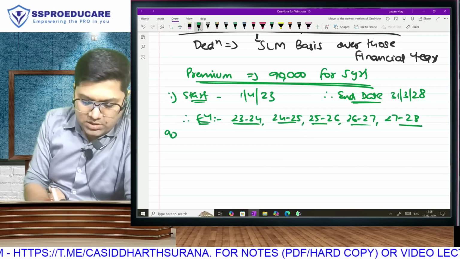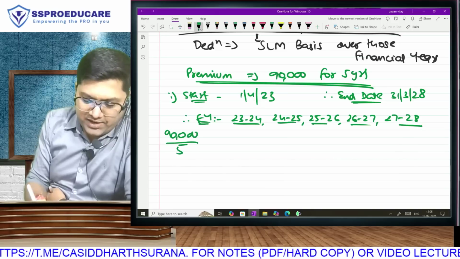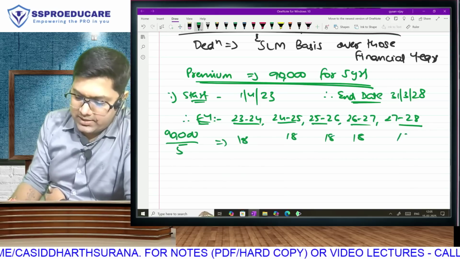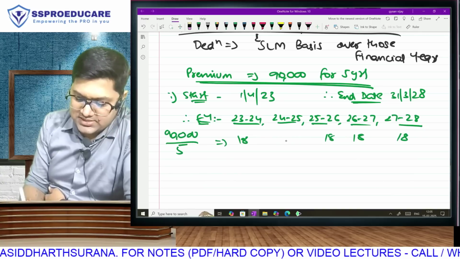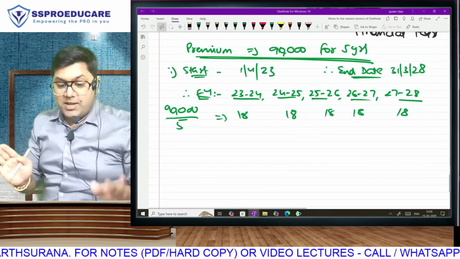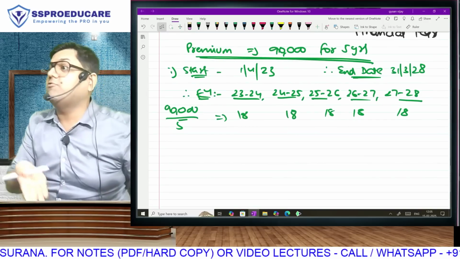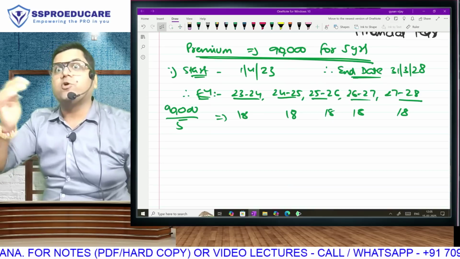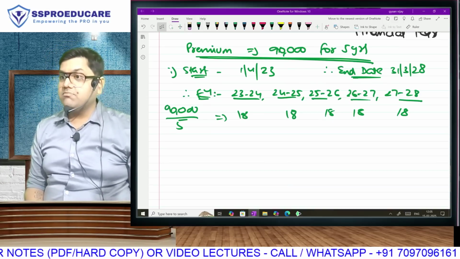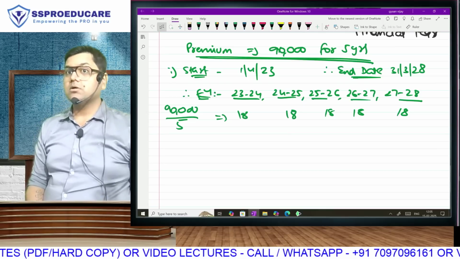What am I going to do? 90,000 divided by 5. This means I am going to take a deduction of 18, 18, 18, 18, 18 over these years. And is this 18 within the limit? So Good Auntie has solved my problem. Otherwise in 23-24 I was getting 25,000 and in the remaining 4 years I was not getting anything. Good Auntie, thank you. But there is one big problem here.